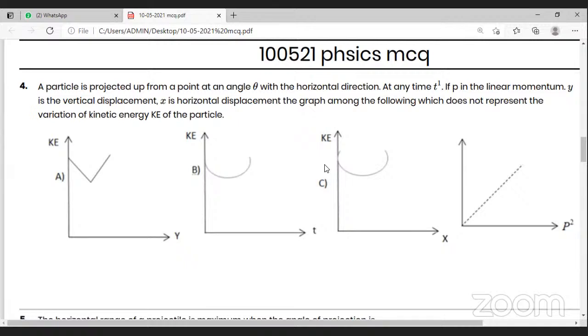Some different graphs are given. All are not in the same manner. All are given for kinetic energy, first of all. Now, see here, what is the relation between kinetic energy and distance y? So, in projectile motion, what is the formula for kinetic energy?